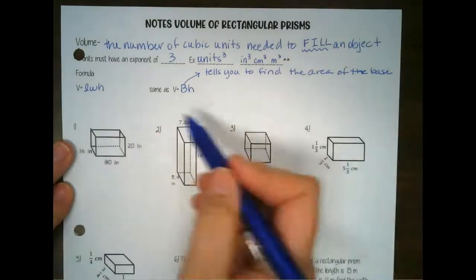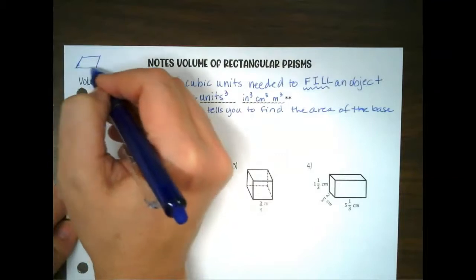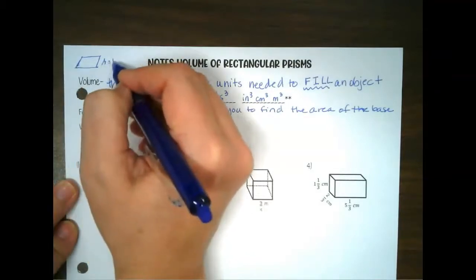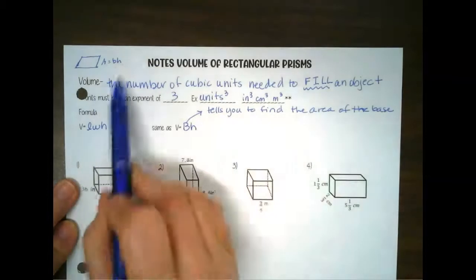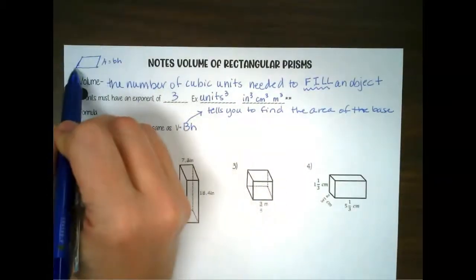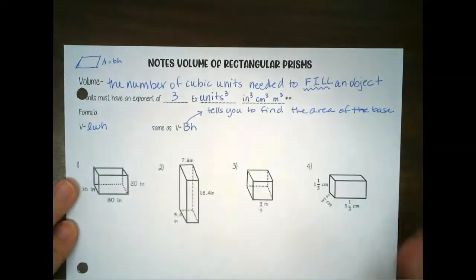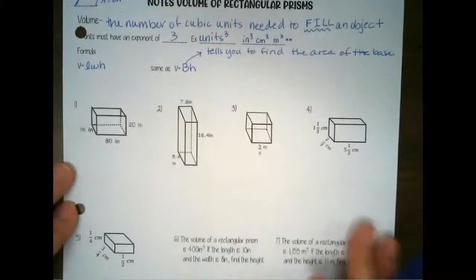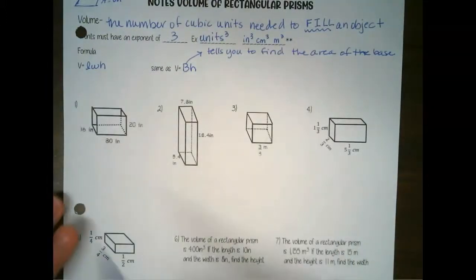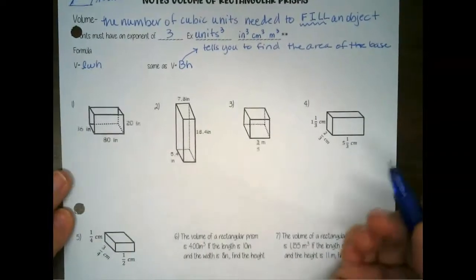Okay? One other thing I want to point out is if you find the area of a parallelogram, we do use BH, but notice that this b is lowercase, so that lets you know the lowercase is a dimension of your figure. Here, capital B tells us to find the area of the base. So we're going to just keep going with what you're used to. We're going to use length times width times height.